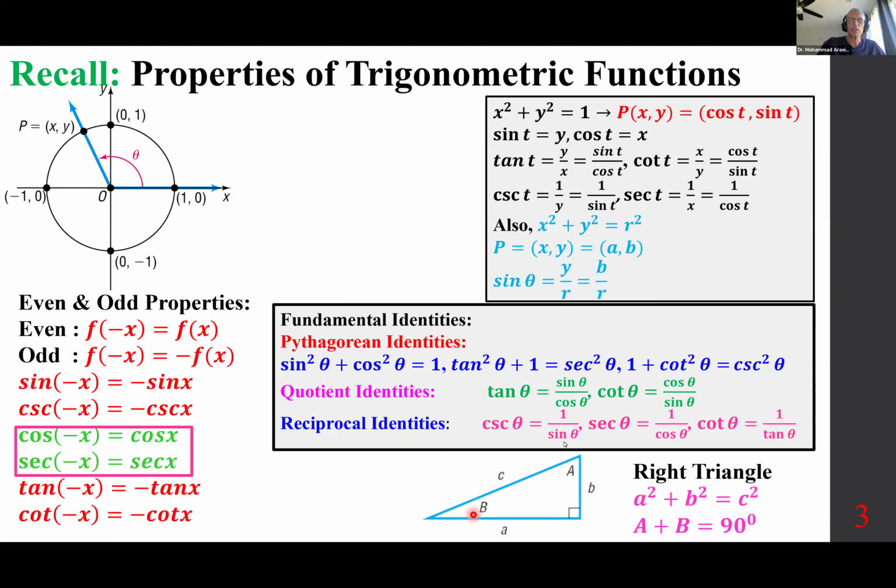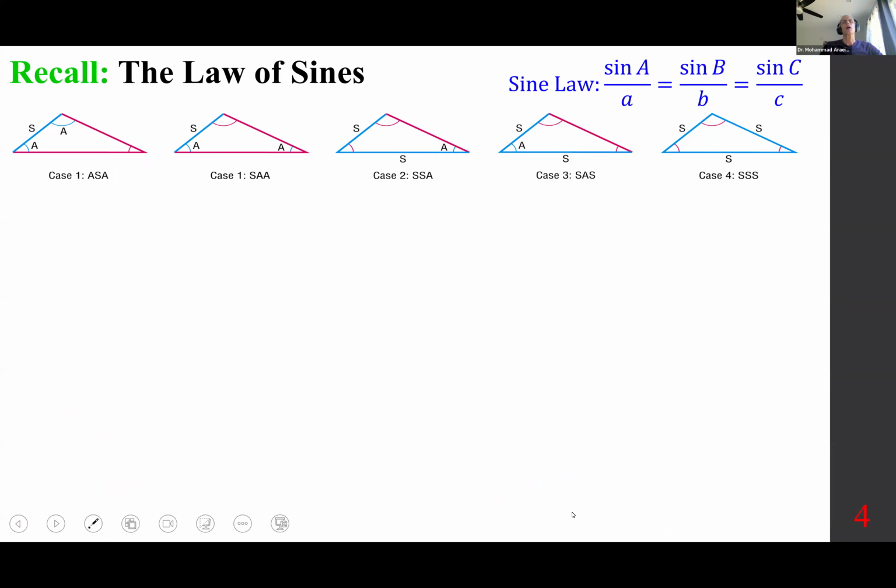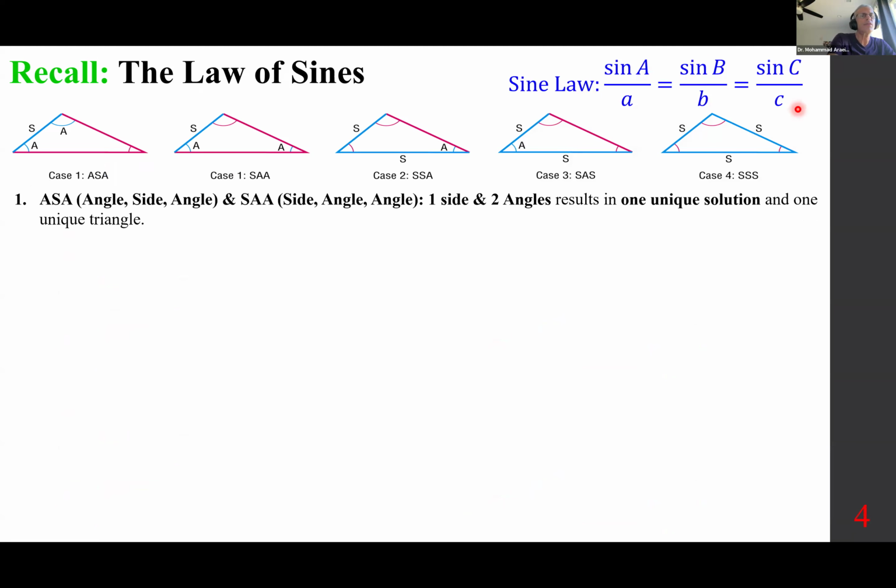A plus b must add up to 90 degrees because one angle is 90 and the total interior angles must be 180 degrees. So for the law of sines, we have various forms. The bottom line is the sine law indicates sine A over a, sine B over b, sine C over c. They are identical. In the first case, ASA, angle, side, angle, or side, angle, angle, we have one side and two angles, and we get one unique solution and one unique triangle.